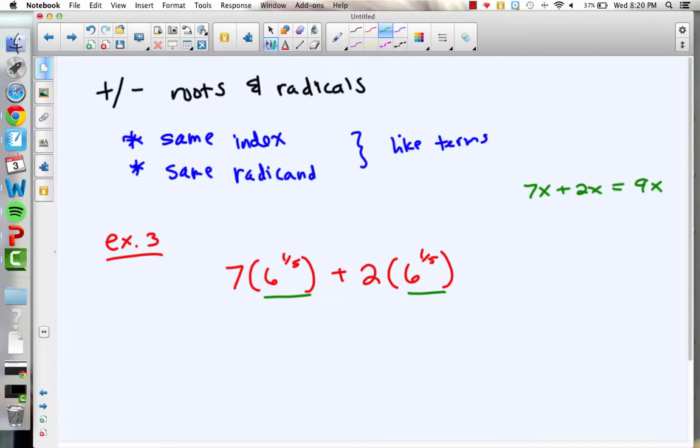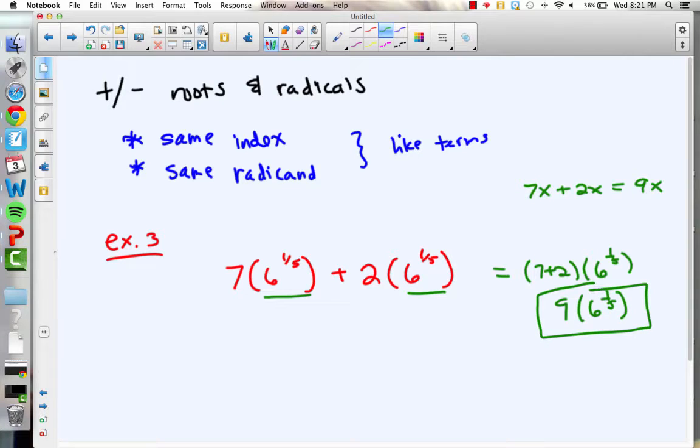It's the same concept. The 6 to the 1/5 and the 6 to the 1/5 match, so I'm just going to add my 7 and my 2. So I get 7 plus 2 times 6 to the 1/5, which gets me 9 times 6 to the 1/5. And so that would be my answer. So you have to identify your like terms and then add the numbers that are in front of it. Now, it's not always going to be obvious that they're like terms.